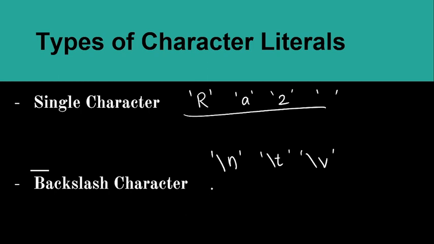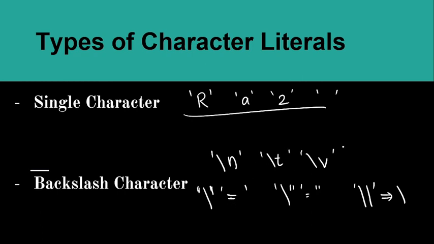Suppose I have to represent a single quote itself. How do I represent a single quote? Within quotes, if I put it directly, it will be a very confusing matter. So it will be a backslash and a quote, which is represented as a single quote. Similarly, a backslash and a double quote is represented as a double quote. A backslash and one more backslash is represented as a single backslash. This is how these backslash character constants can be used.